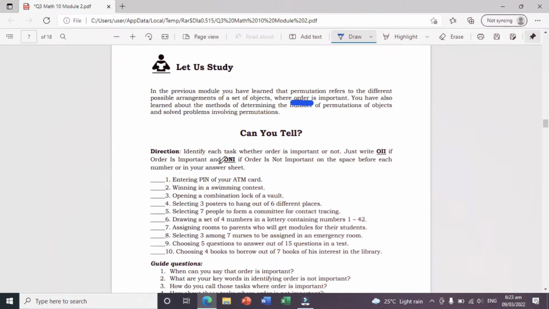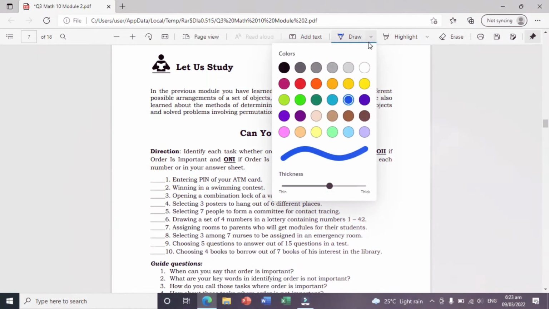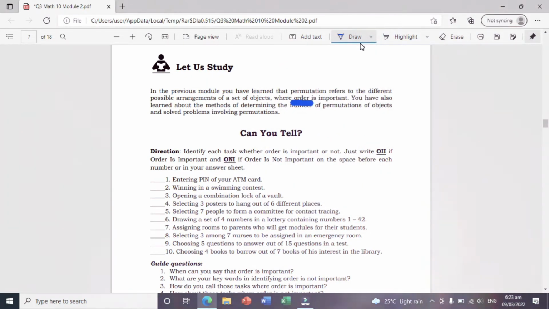Direction: Identify each task whether order is important or not. So just write OI if order is important, and ONI if order is not important, on the space before each number or in your answer sheet. So once again, pag sinabing order is important, pag maiba yung arrangement, it would be a different meaning.